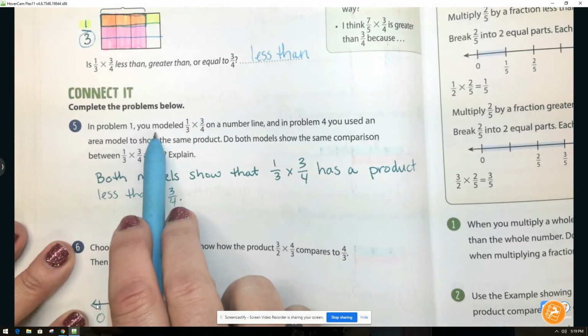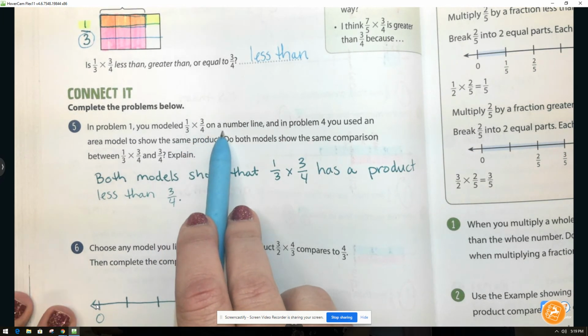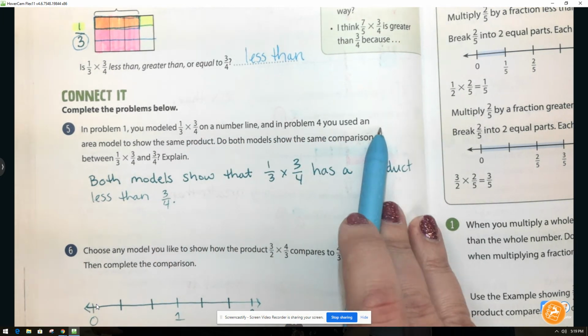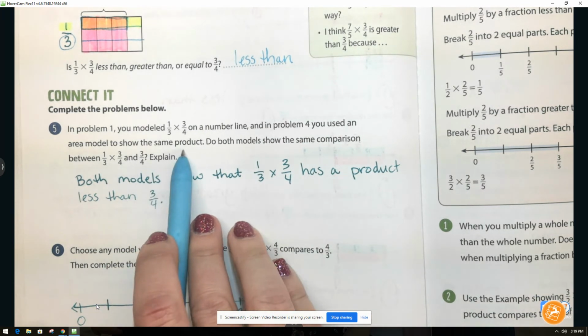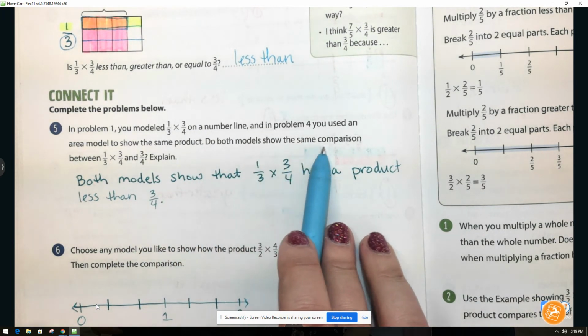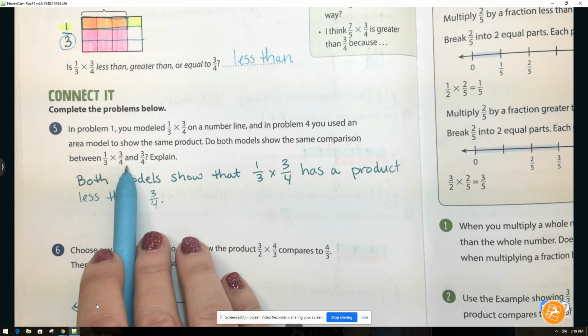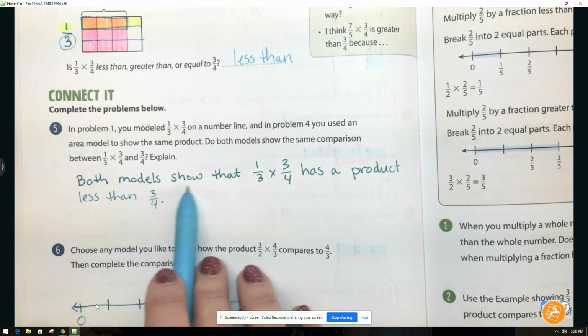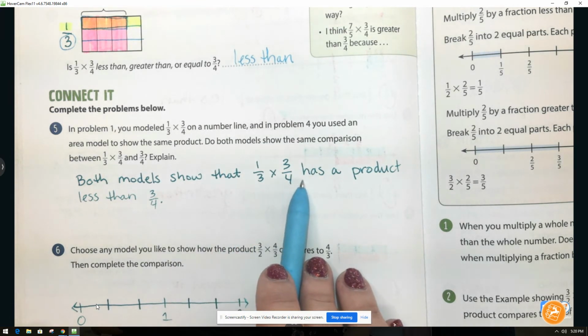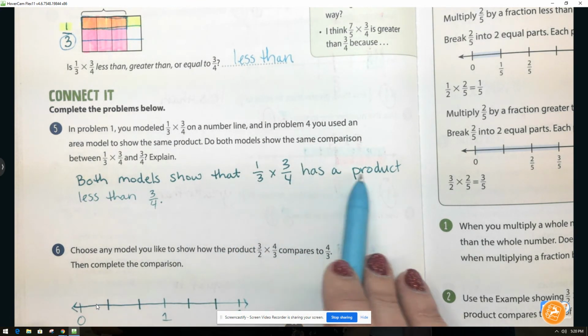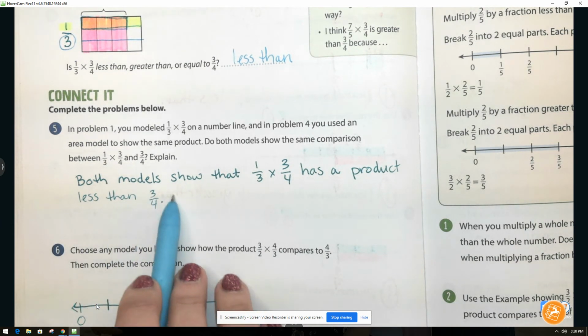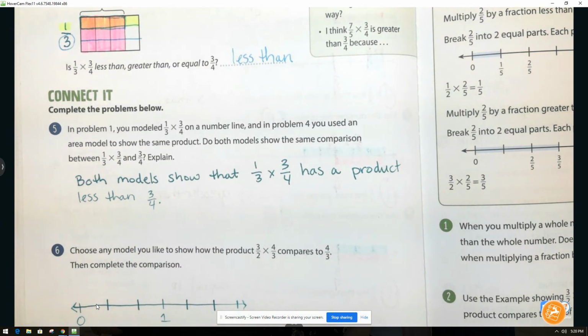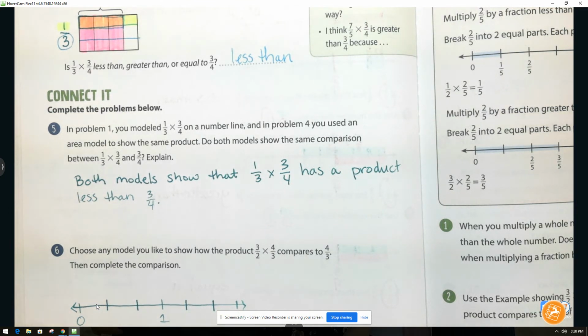So you modeled 1/3 times 3/4 on a number line, and in problem 4, you used an area model to show the same product. Do both models show the same comparison between 1/3 times 3/4 and 3/4? Explain. Both models show that 1/3 times 3/4 has a product less than 3/4. No matter how you do the problem, with this equation, you will always get a product less than 3/4.